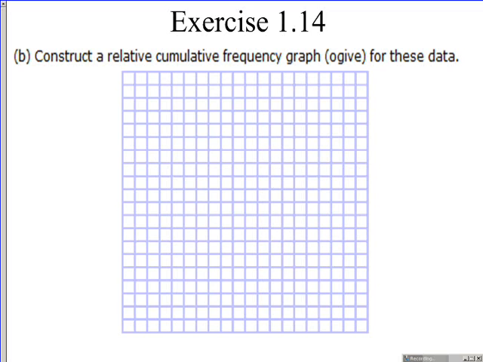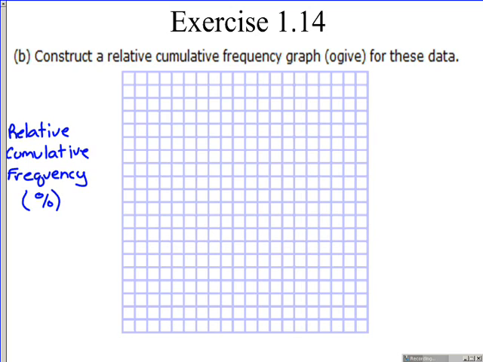So anytime we have an ogive, what we are measuring, remember, is a relative cumulative frequency. How are we measuring that? In a percent. Again, include units if you can. Along the bottom here, we are measuring glucose levels. Units are milligrams per deciliter. So up the side is going to be percents. Again, spread out your graph as best you can.